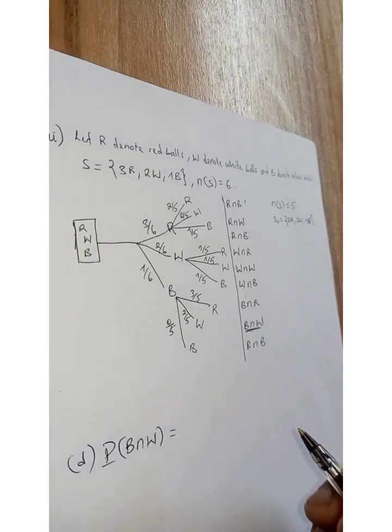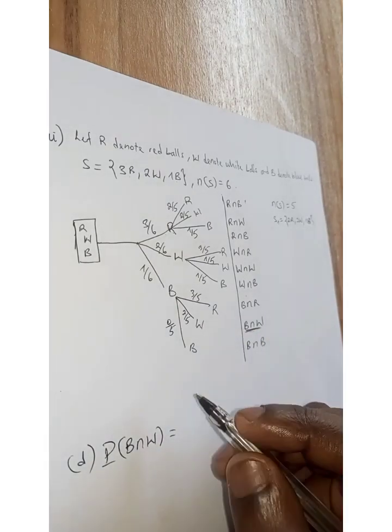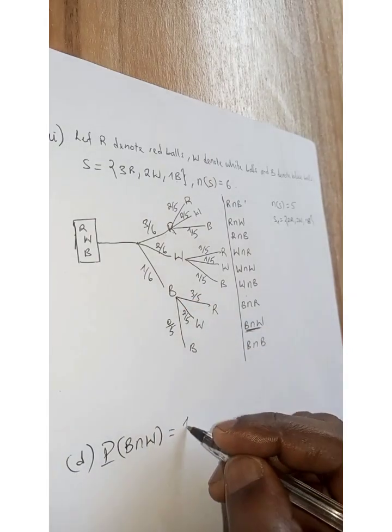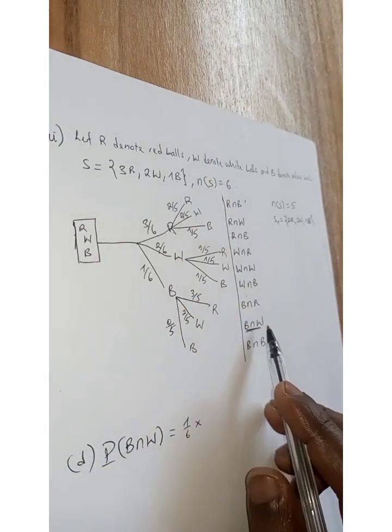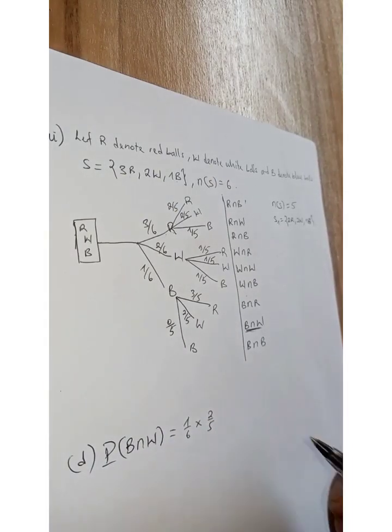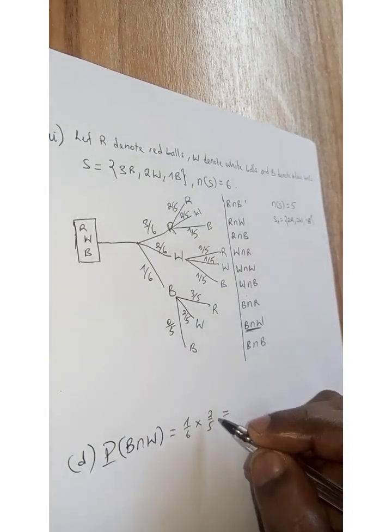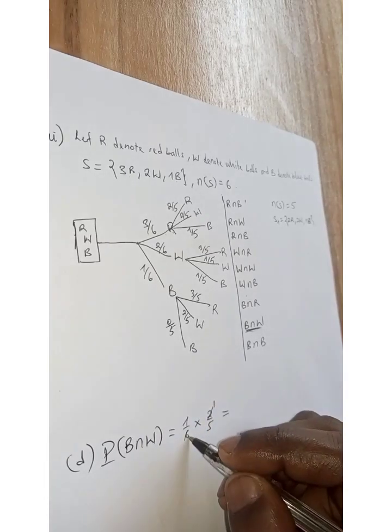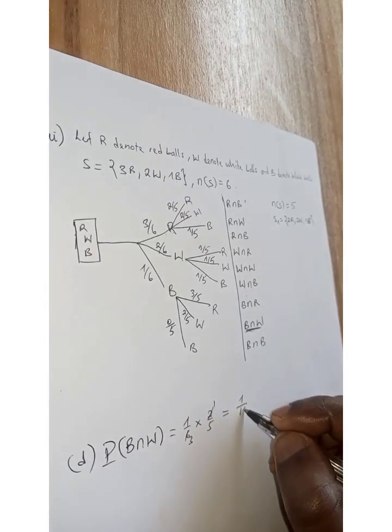And so the probability will simply be, what was the probability of obtaining a blue? It was 1 on 6 times the probability of obtaining a white, which was 2 on 5. Simplifying this gives us 2 goes here once, 2 goes here 3. So we have 1 out of 15.